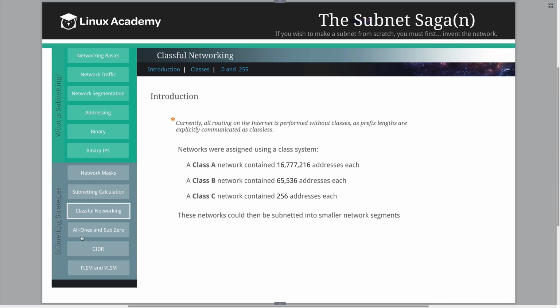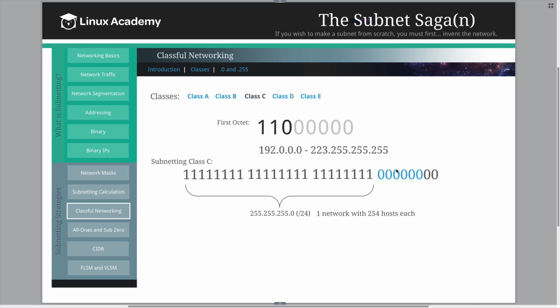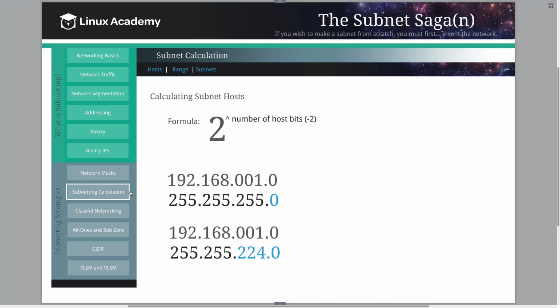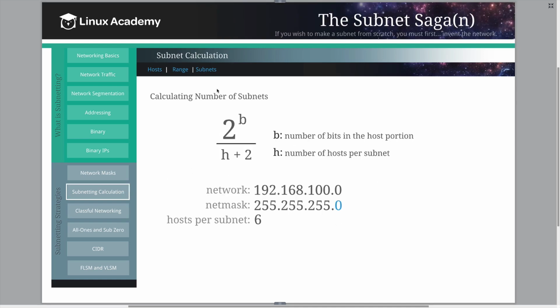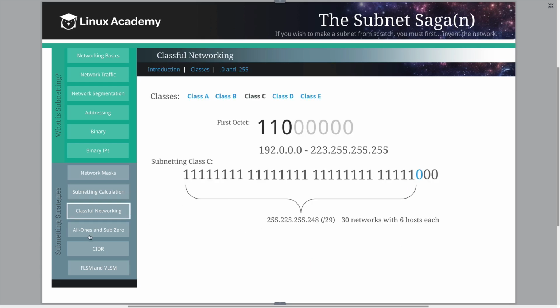In the next lesson, we're going to cover the all ones and subnet 0. So if you were really sharp-eyed and you were looking back at my Class C example, and we got to the 30 networks with 6 hosts each, if you remember from our subnetting calculation, where we were calculating the number of subnets, we're looking at essentially the same IP range and netmask, and we want 6 hosts, and we ended up with how many? 32. So the discrepancy there is the all ones and subnet 0, which I'm covering in the next lesson.